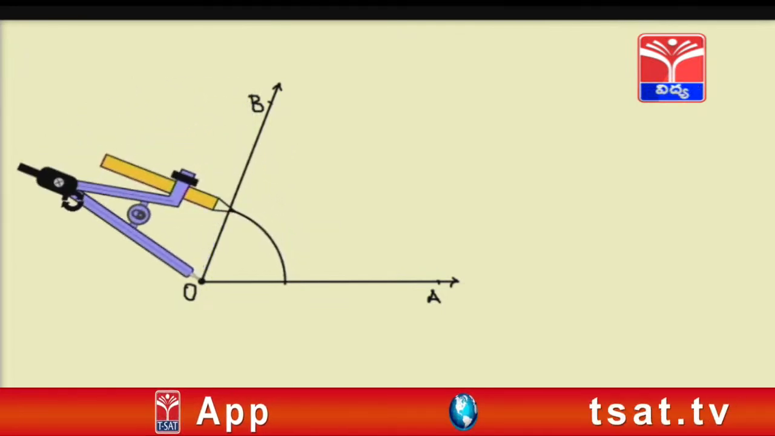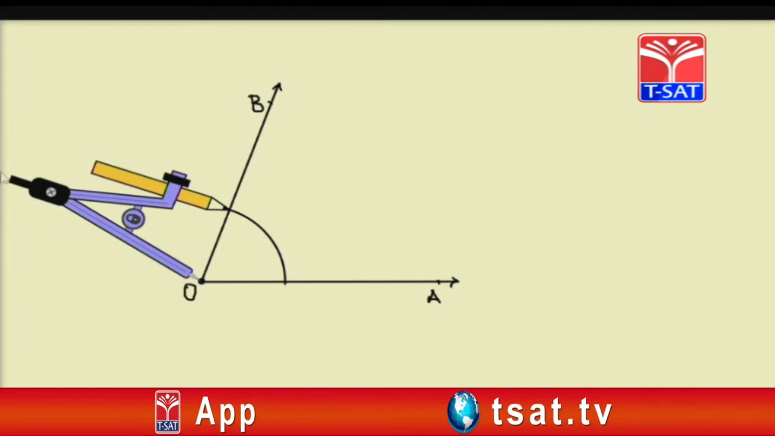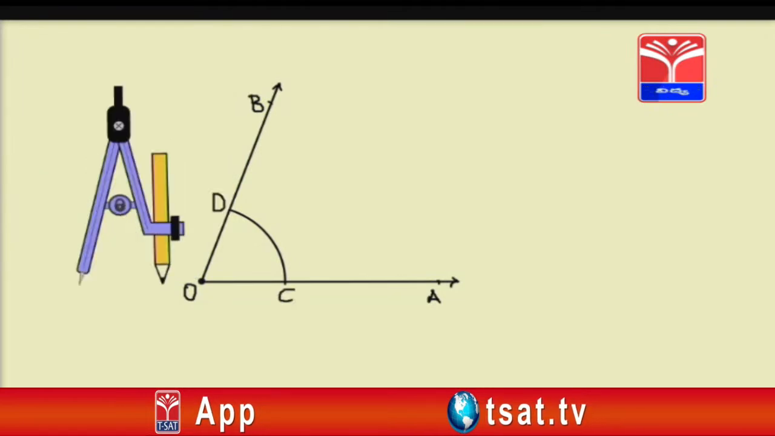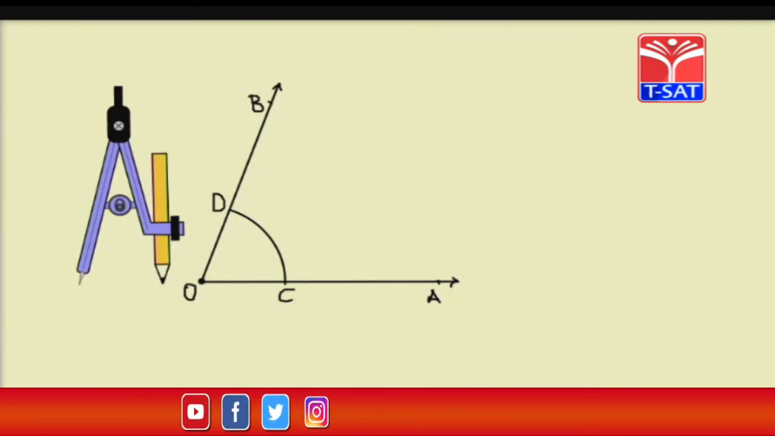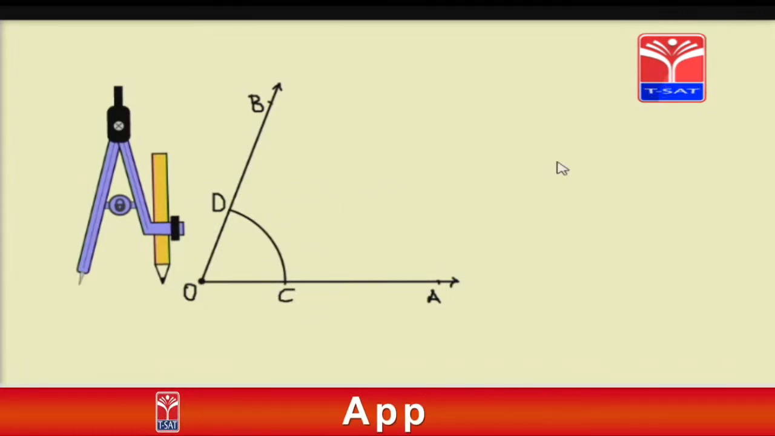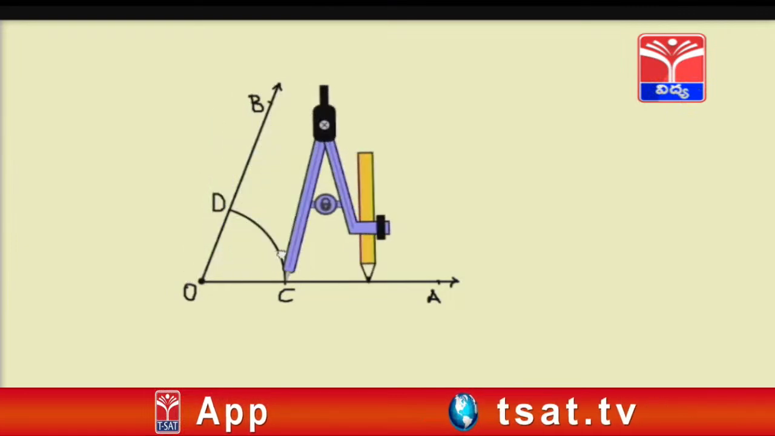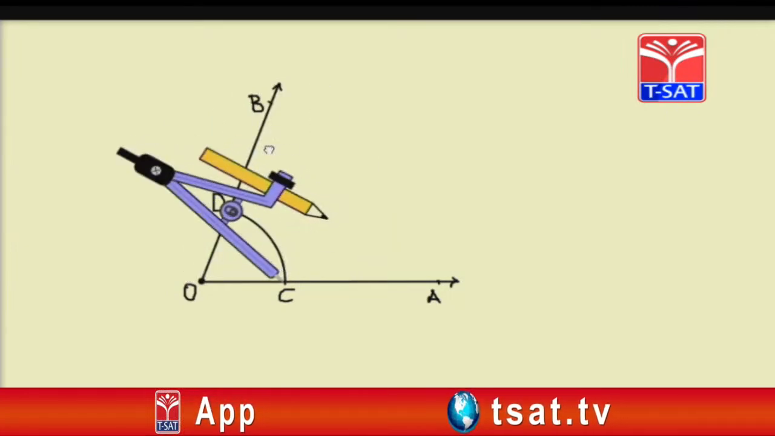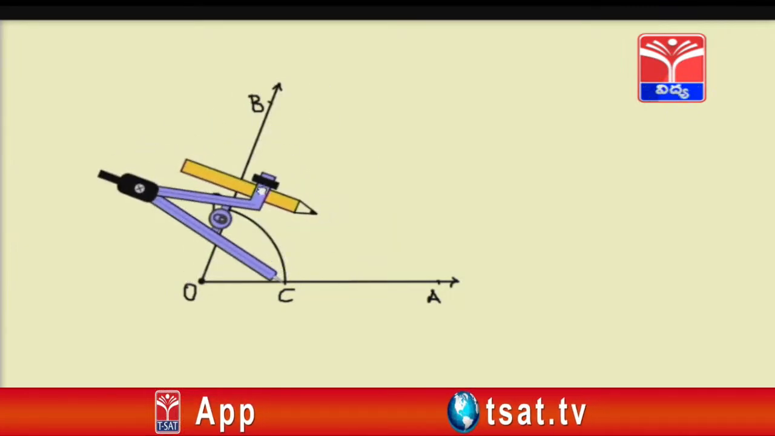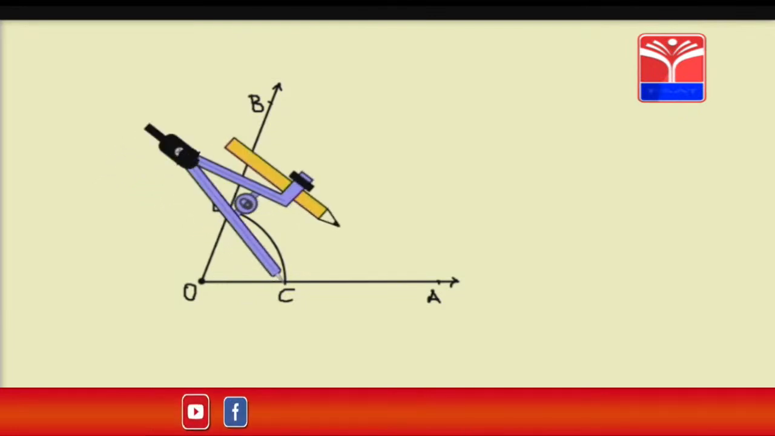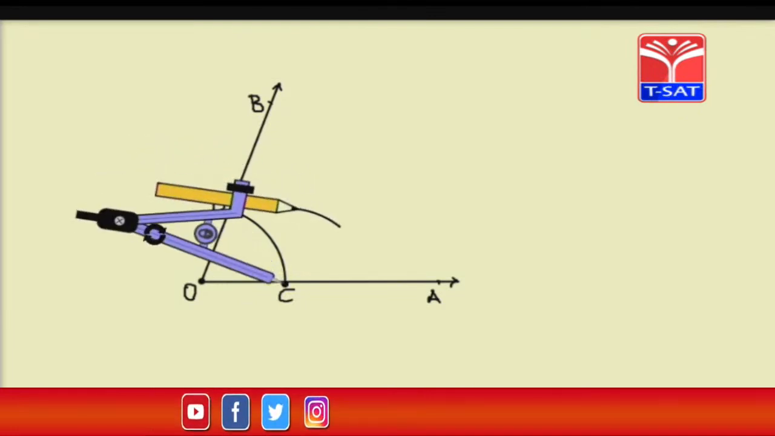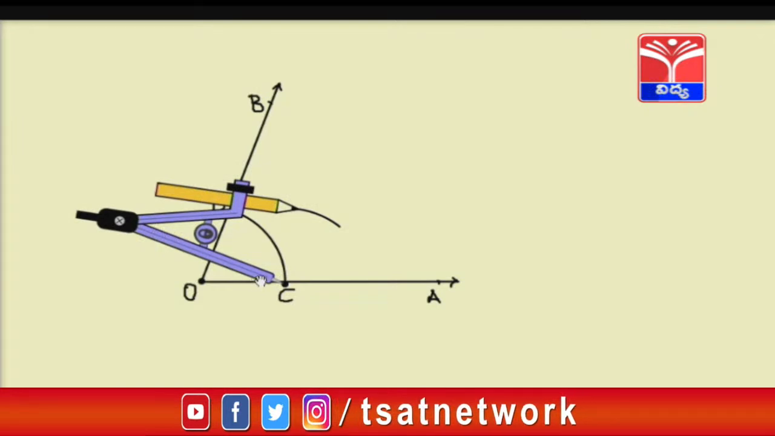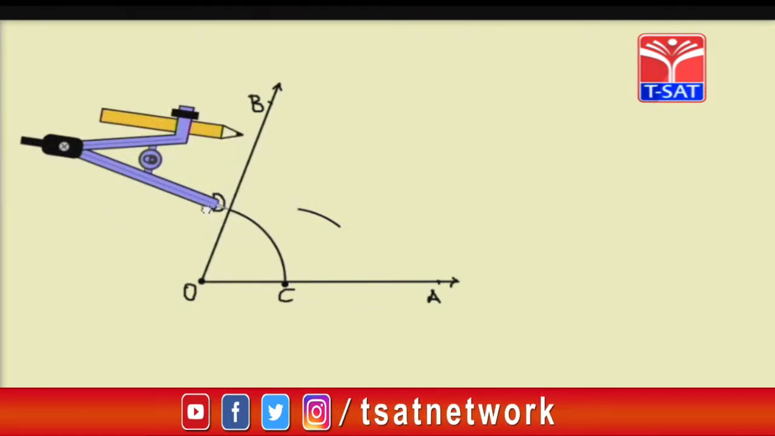So, this arc should intersect ray OA as well as ray OB, and mark the points of intersection of this arc with OA and OB as C and D. So, C and D. Now, place the pointed end of the compass at point C and measure CD. You should take more than half of CD and draw an arc in the interior of angle AOB. You can see we have drawn it in the interior of angle AOB.